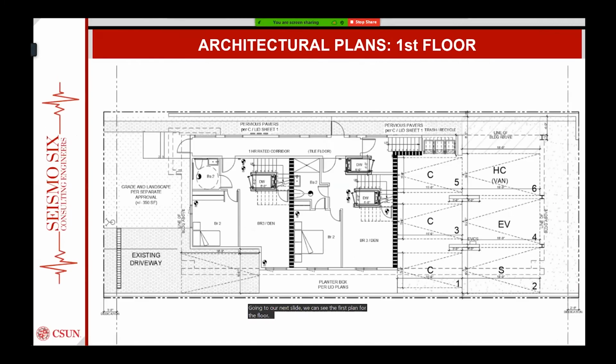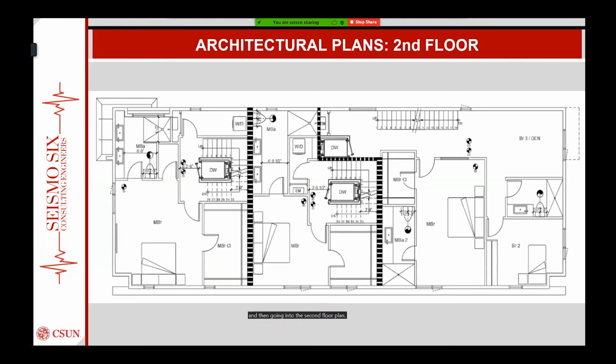We see that in this floor plan there are two units. In total, the building has 3 units. However, on the first floor, it's only 2 units because where the third unit would be, there's actually a parking lot there. That's where the structure is. And then going into the second floor plan, this is where all three units are present.